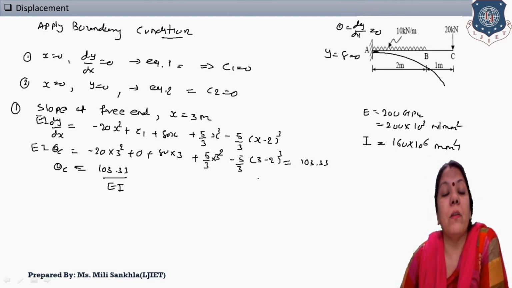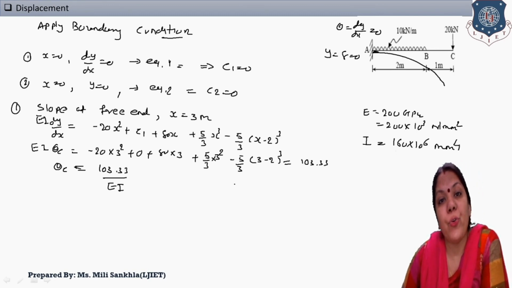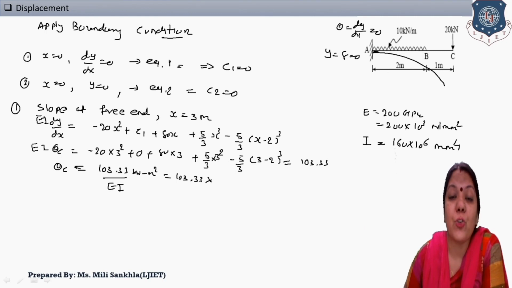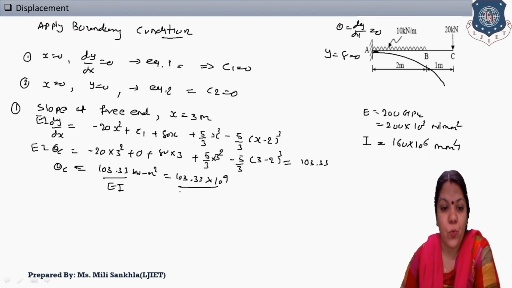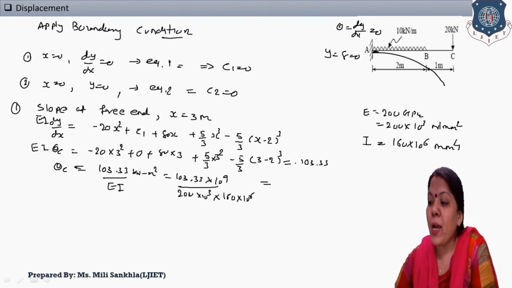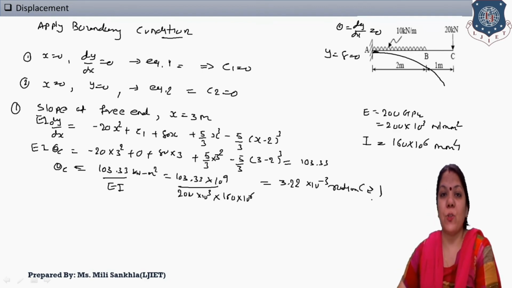In the previous example of overhanging beam, if the values are given in Newton mm, then we convert EI into Newton mm, so here our numerator is given in kilonewton into meter square, so convert this kilonewton meter square into Newton mm square. What is the conversion of this kilonewton meter square into Newton mm square? That is 10 raised to 9, and E is equal to 200 into 10 raised to 3 into 160 into 10 raised to 6, answer is equal to 3.22 into 10 raised to minus 3, and unit of this slope is radian, and answer is positive, so in clockwise direction.